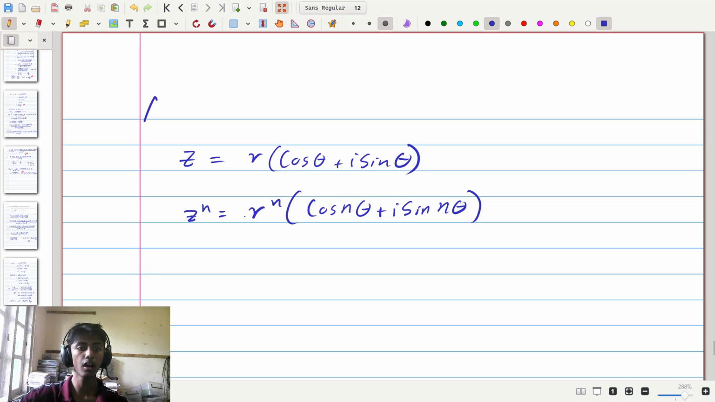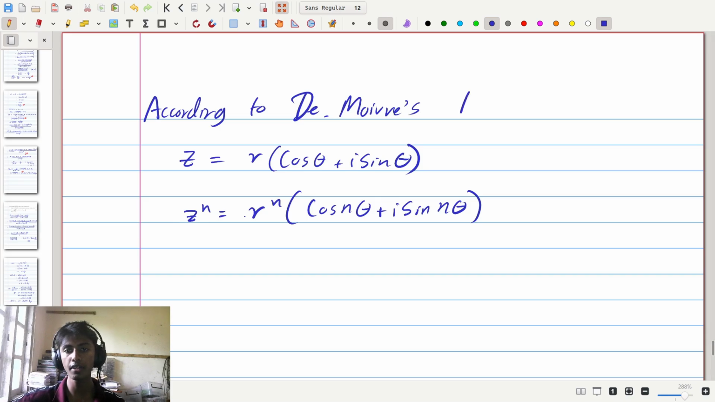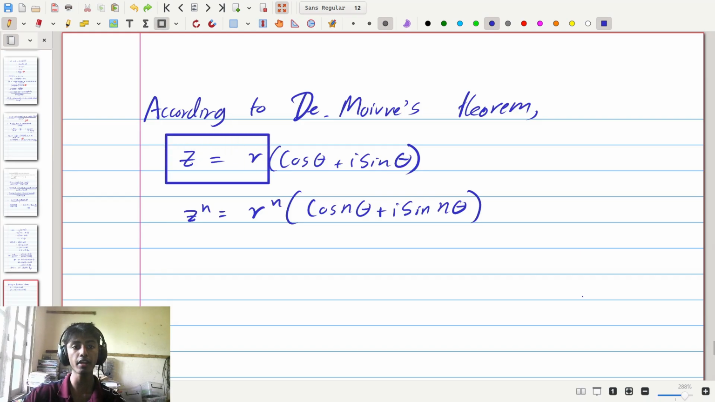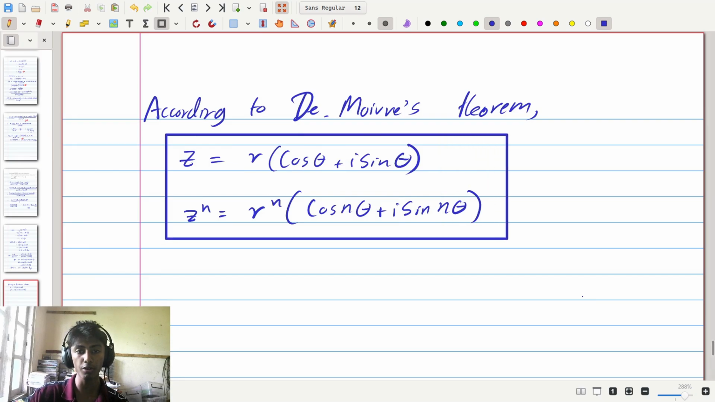So according to de Moivre's theorem, if we have z equals r times cosine of theta plus i sine theta, then z raised to the power of n is equal to r raised to the power of n times cosine of n theta plus i sine n theta.